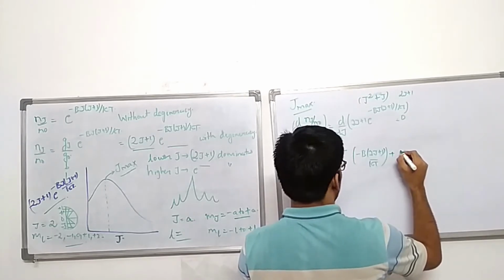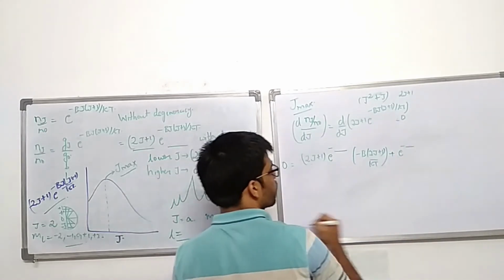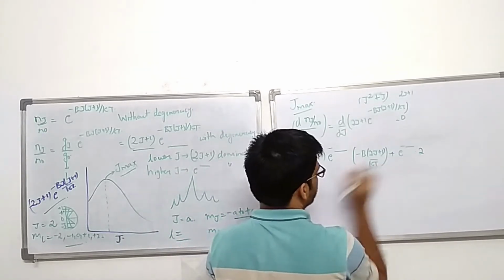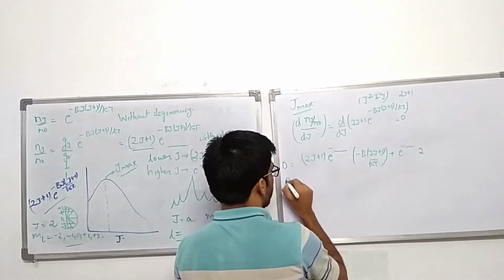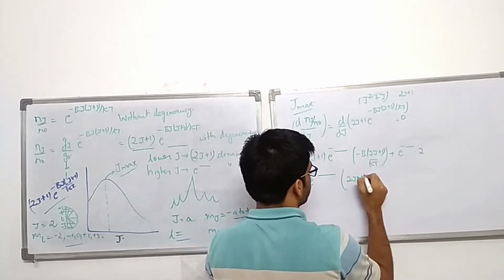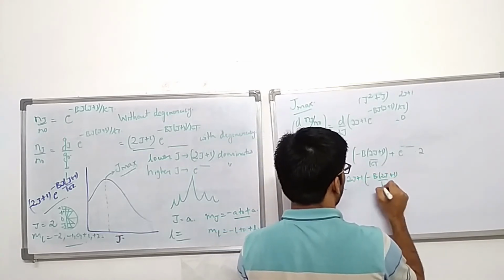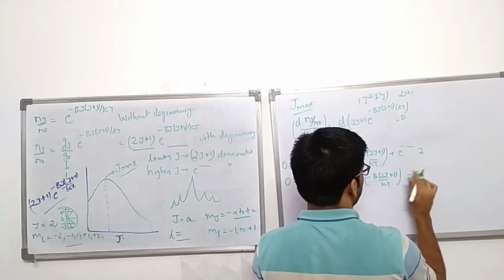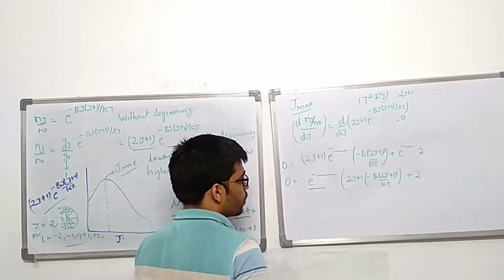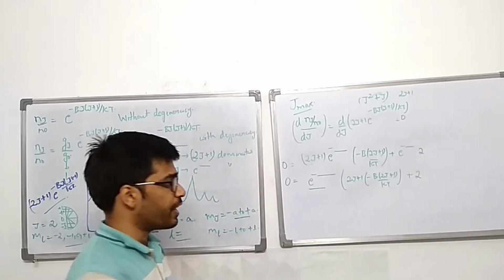Plus you have e to the power minus the thing, this entire part, and you do the derivative of 2j plus 1. Now you get a 2. Now you can take this exponential part common from both. So let's say you have e to the power minus this, and you get 2j plus 1 minus b (2j plus 1) by kt plus 2. Now this exponential part cannot be equal to 0, because if that is 0, my j would have the value of infinity.